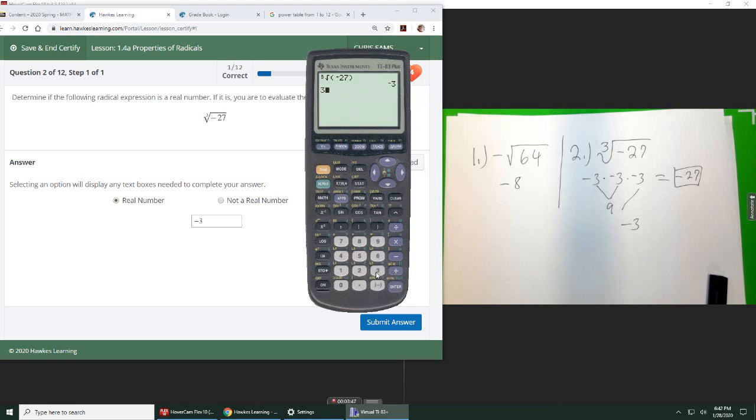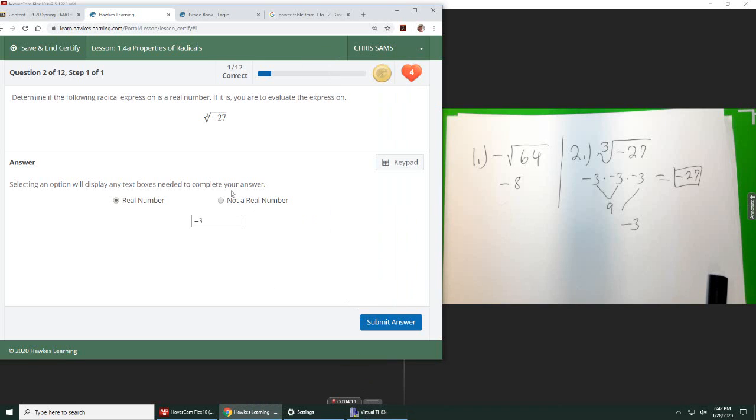So if I type 3 first, and then I do math, and I go to option number 5, this gives you the option to input any root number you want. So you have to put the number first. So if I do that and then option number 5, it has a 3. It looks different, but it's the same thing. And if I do negative 27, it will evaluate that for me, still negative 3. So a couple ways you can do that.